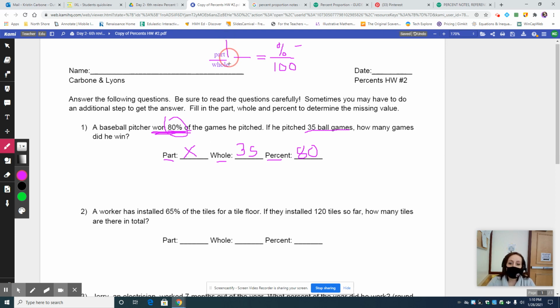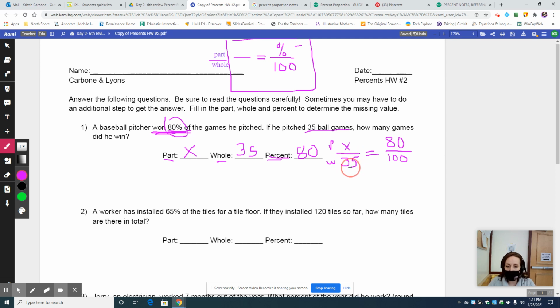Then we take our percent proportion, which is this guy right here, and we're simply going to fill in our values. So we have blank over blank equals blank over 100. Our percent goes on top, so we have 80 over 100. Then we have part over whole. Part is x, whole is 35.